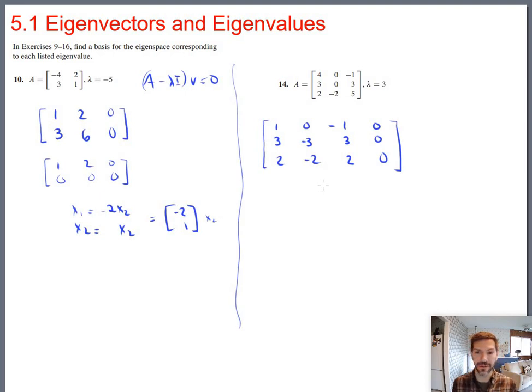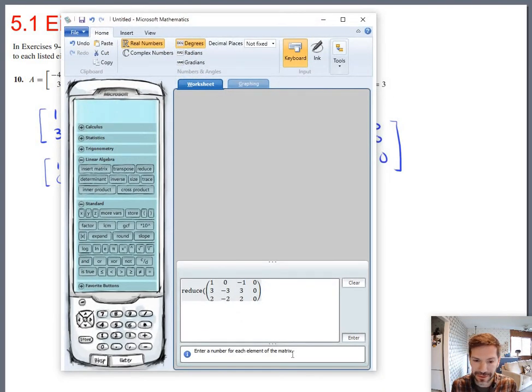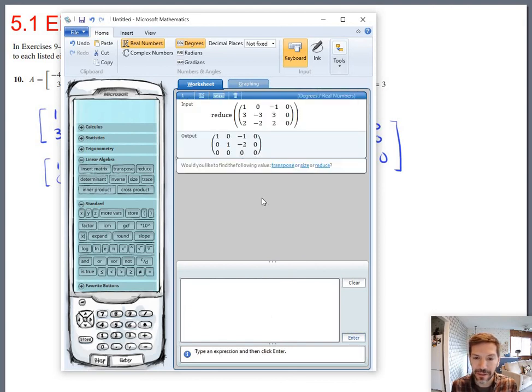And now we get to row reduce. You can certainly do this by hand, or you can grab a matrix calculator if that's more efficient for you. Maybe I'll do this one with a calculator, so hold on a second. Okay, so we want to reduce that, and we get that.